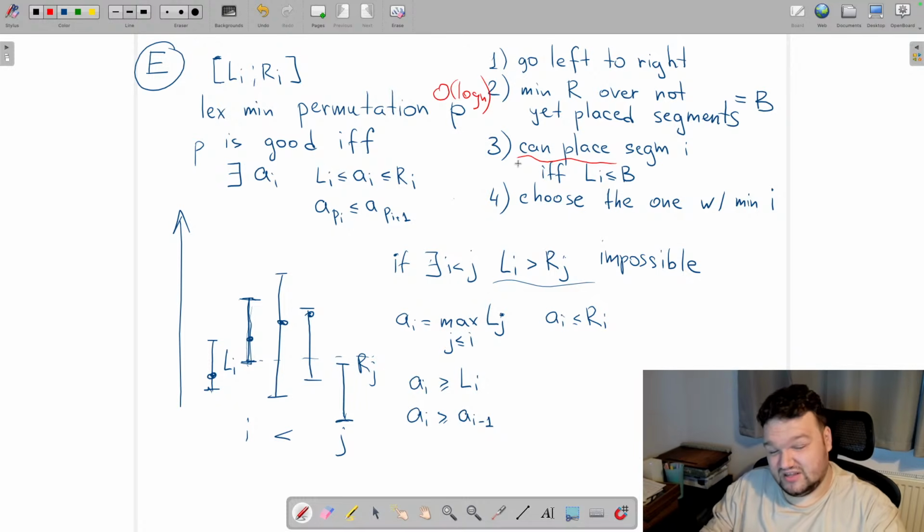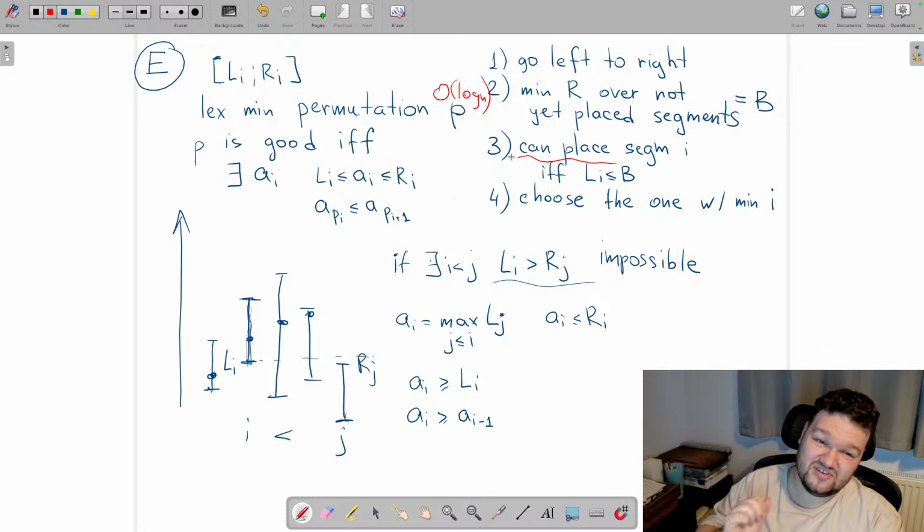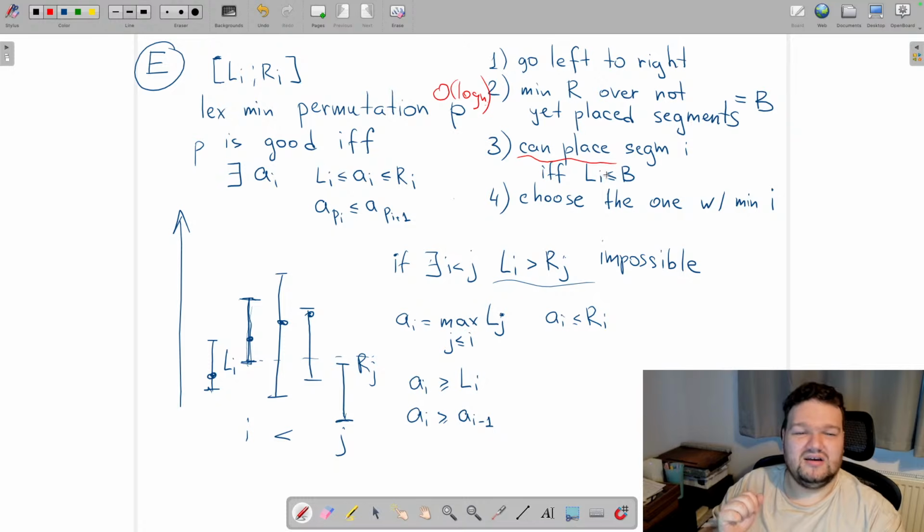So this looks like a lot, but amortized it will be O(n log n), because every segment can become available only once. So we have a set of all not yet placed segments sorted by R, from which we will remove segments when we place them, then a set of all segments that are not yet available to place, sorted by L, and the set of all segments that are available to place right now, sorted by ID. We can do this whole algorithm in n log n time.